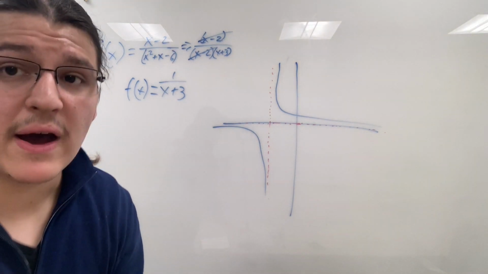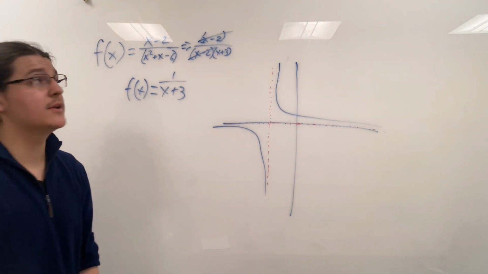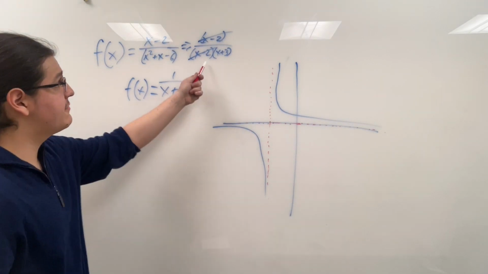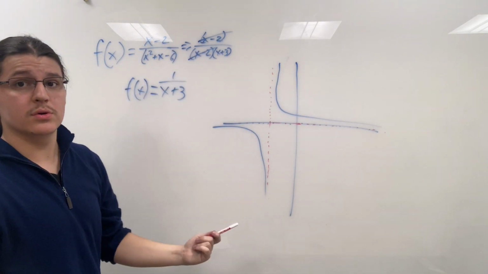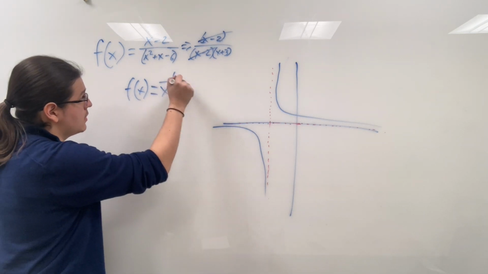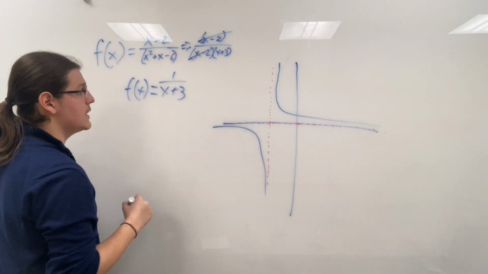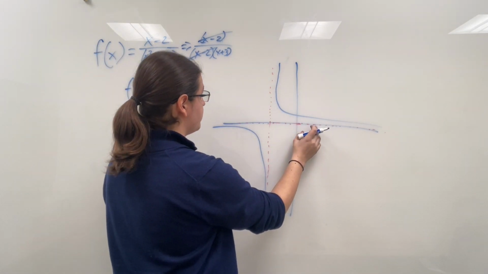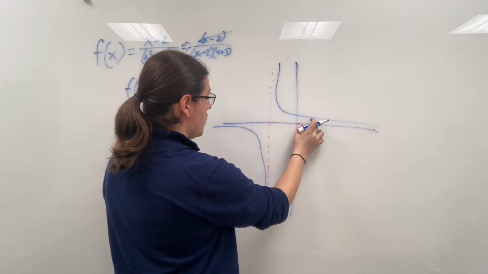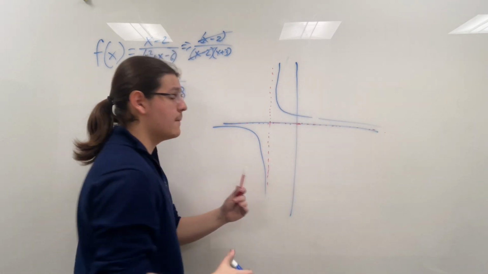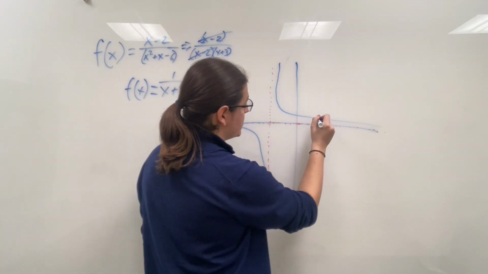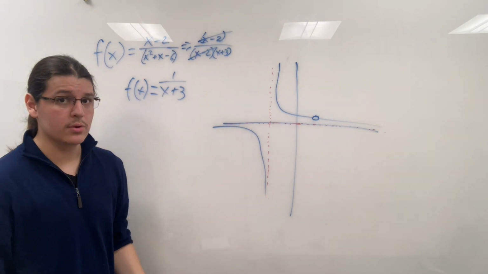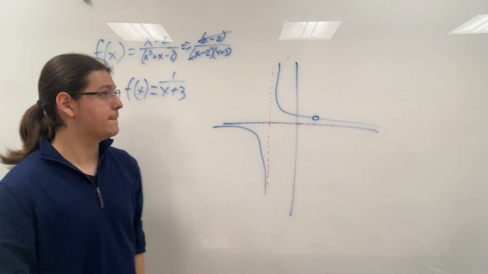So in order to find this hole, we plug in that undefined value from the original function into our new one. If our undefined value is 2, we put in 2 here. 1 over 2 plus 3 is going to be 1 over 5. So at 2, our solution is going to be 1 over 5, but we're going to leave it empty. We're going to leave a hole there to show that it is undefined at that point.